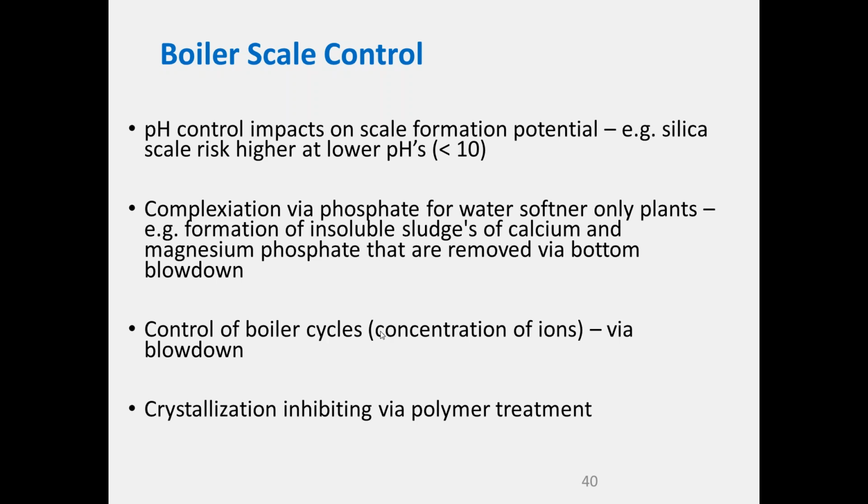The other thing, in terms of scale control, that we can do with phosphate is that if we're only using a water softener, we will still have some calcium, magnesium type products that get through into the boiler. If we add a bit of phosphate, we can form calcium, magnesium phosphates. These become insoluble, but they don't form a hard deposit. They'll form a sludge that can fall to the bottom of the boiler, and we can blow that out using a bottom drain. And that's the old way. That's the steam train way of doing it.